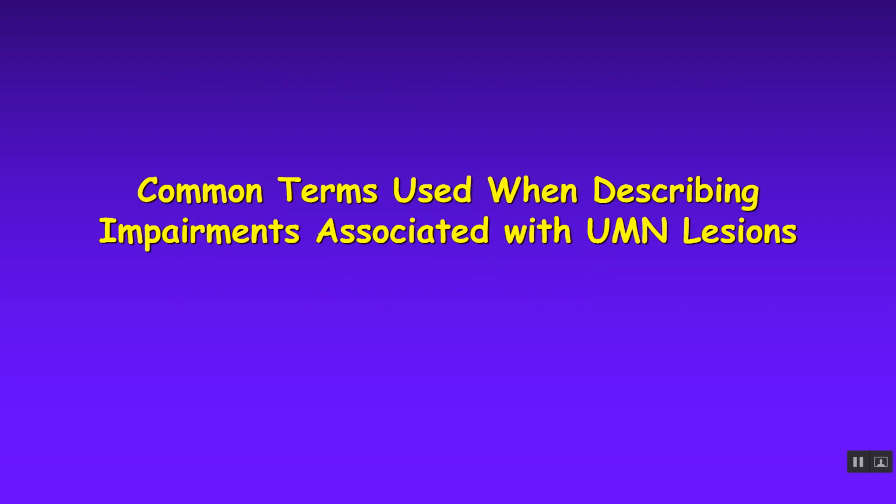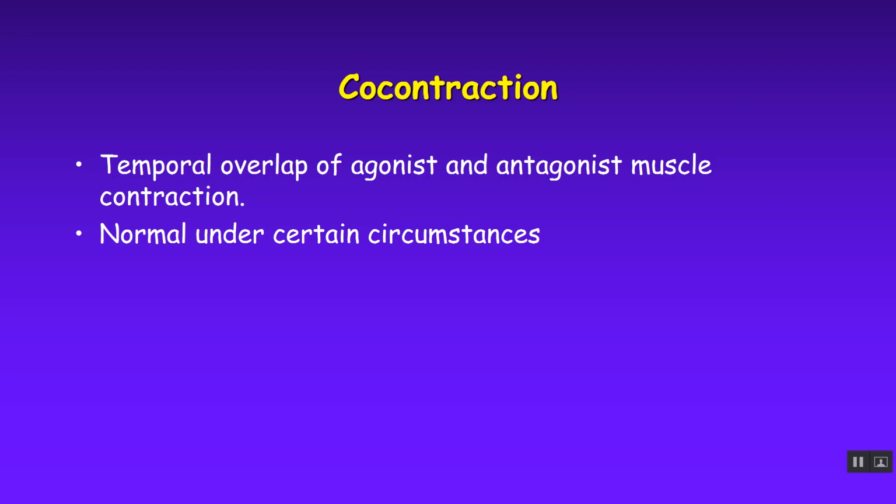So a common term used to describe impairments associated with upper motor neuron problems is co-contraction. Okay? So there's a term called co-contraction where they have temporal overlap of agonist-antagonist. So they turn on triceps, but biceps won't relax quite fast enough, so there's a temporal overlap. Then when they get to the end and they try to turn on biceps, the triceps doesn't turn off fast enough, so there's a temporal overlap between the two, and it makes your movement look labored and slow. Okay?